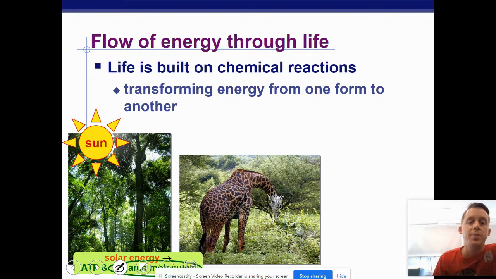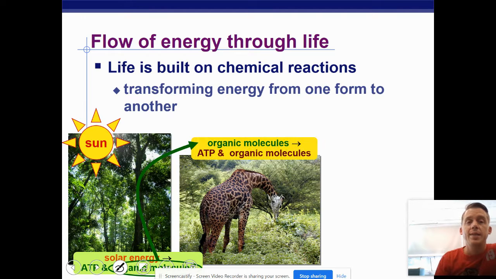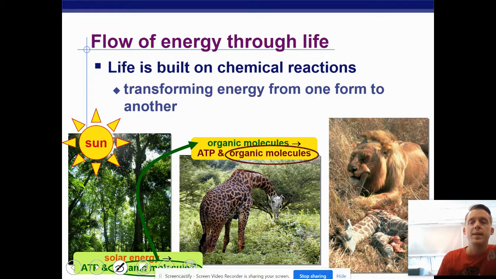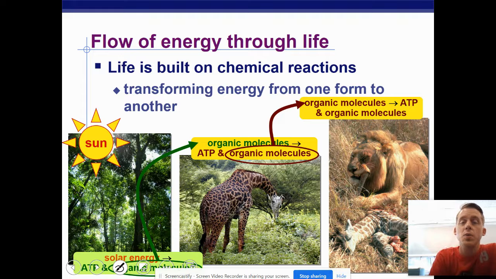And then we have another transformation. So this giraffe is going to eat the energy being stored in the plant. So notice what's going on here. The energy from the sun is being transferred to chemical energy in the plant. The chemical energy in the plant is being converted into chemical energy in the giraffe, so the organic molecules that make up the giraffe. Then the organic molecules that make up the giraffe are being transformed into the organic molecules and energy that is needed for the lion. So energy transfers are common in all living things.